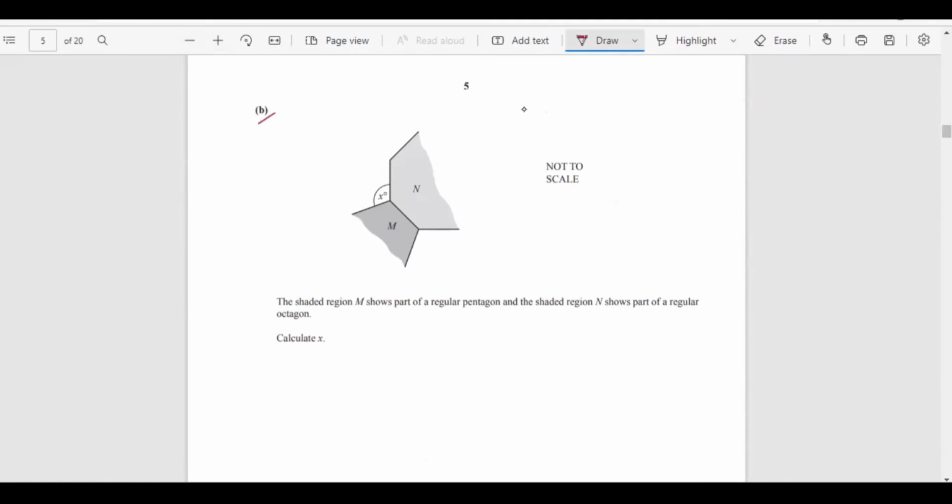Let's talk about this question. This is the second part. It says the shaded region M shows part of a regular pentagon and the shaded region N shows part of a regular octagon. Calculate X. Now you guys will be doing it, but I'll just give you an idea.